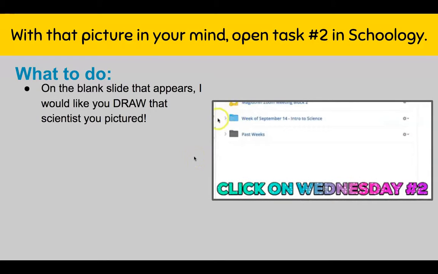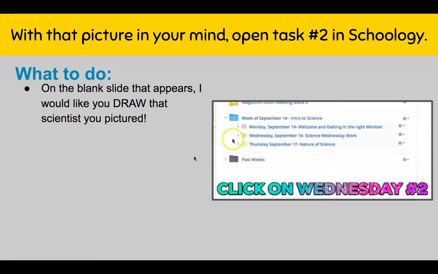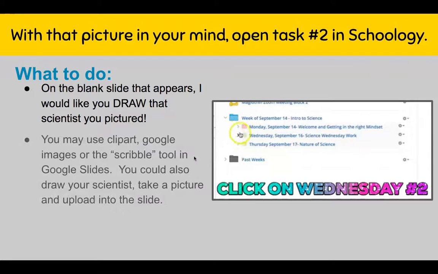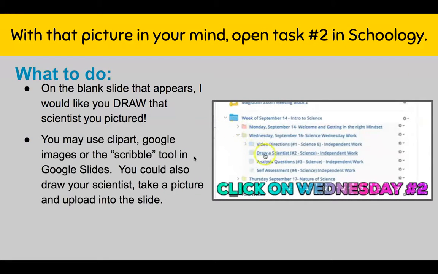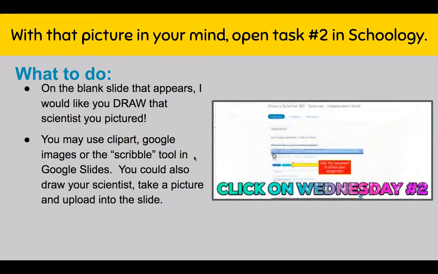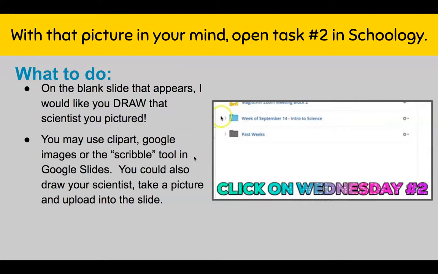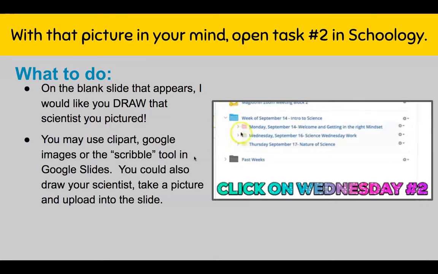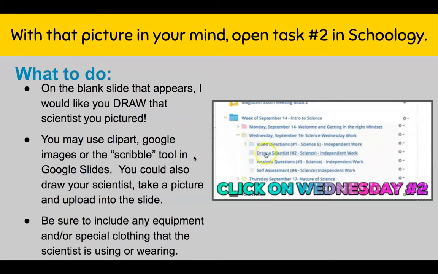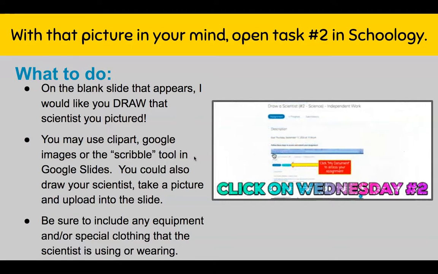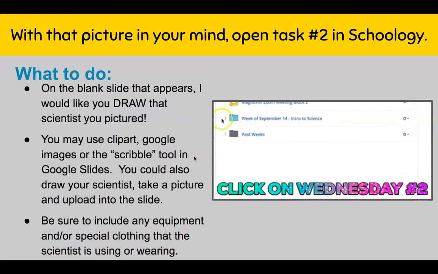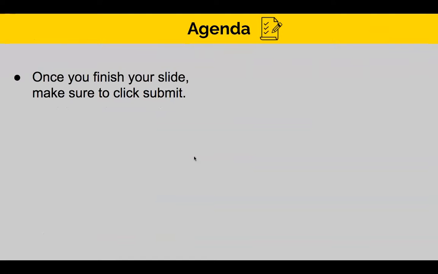And on the blank slide that's going to appear, you are going to draw what you picture that scientist to be. When I say draw, we mean that you can use clip art, Google Images, the Scribble tool, all inside Google Slides. You could also draw a picture of a scientist on a piece of paper, take a picture and upload that into the slide. And as you're working on that assignment, just remember to include any type of equipment or special clothing that that scientist is using or wearing. Once you finish that slide, you're going to hit the Submit button.